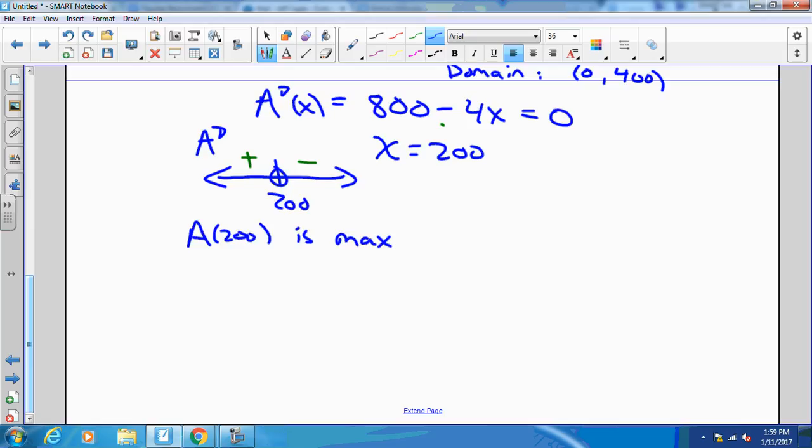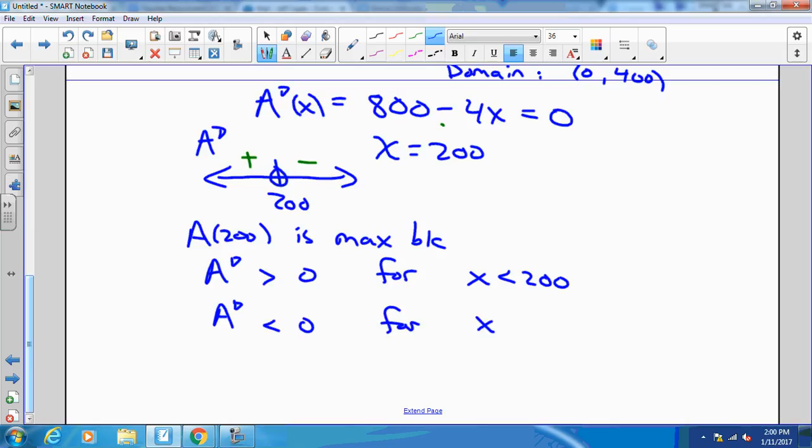Now we need our magic language. Who can give it to us? Jason. A prime is positive, which means greater than 0, when x is less than 200. And A prime is less than 0 when x is greater than 200. You probably would have written it correctly, even though he said it funny.